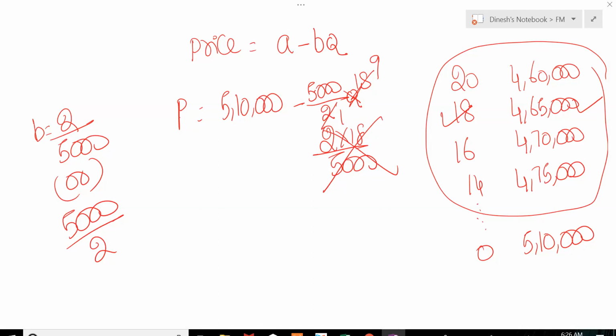So price is equal to, write the equation: 5,10,000 minus 5,000 by 2Q.